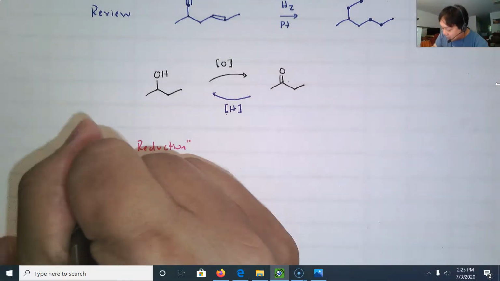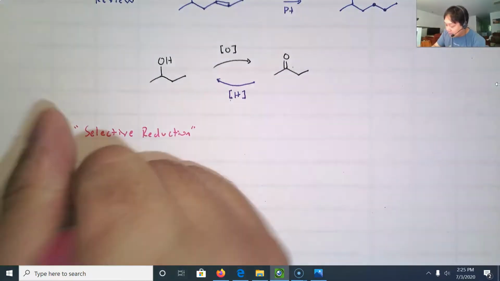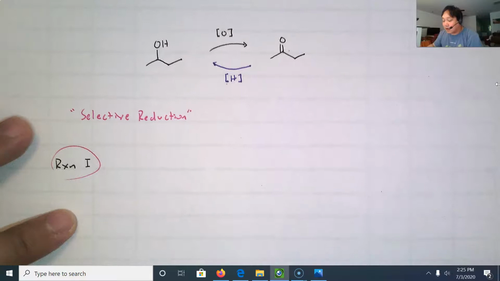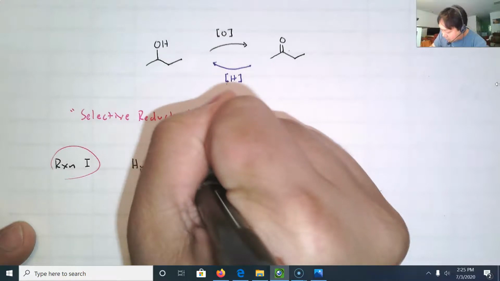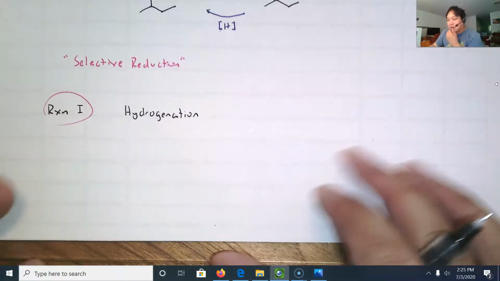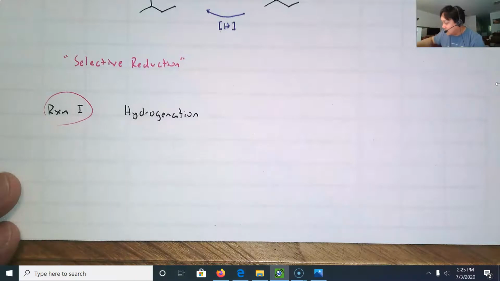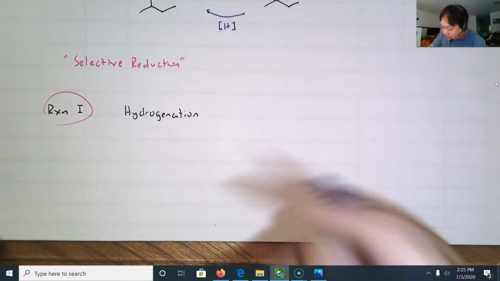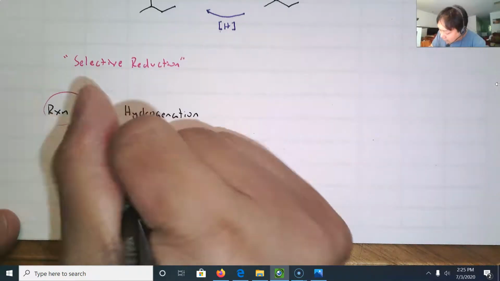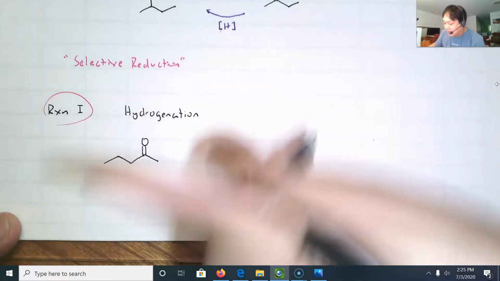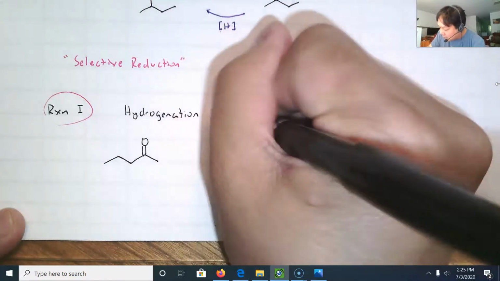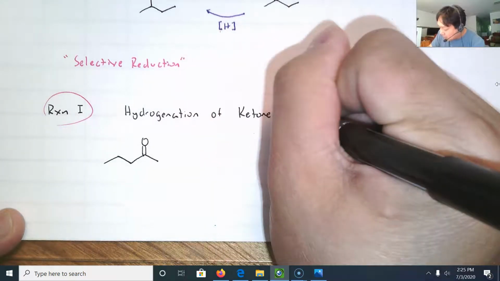And this is reaction I. This is hydrogenation. We've seen this before. Again, we're not going to go through mechanisms in this video. The purpose of this is to have one video that compares oxidation and reductions with these molecules. Hydrogenation of a ketone. Oh, let me put that actually. Hydrogenation of ketones and aldehydes.